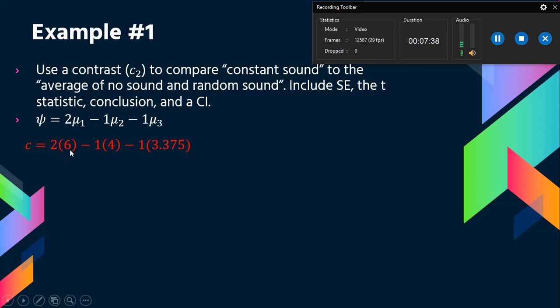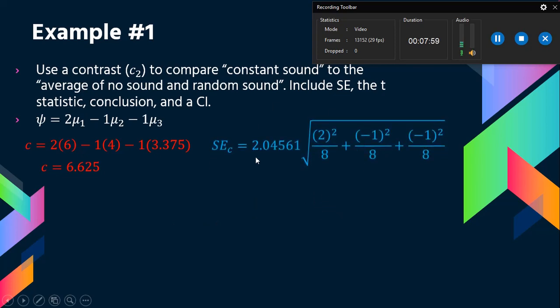So coefficient of 2, mean of 6 for group 1, coefficient of -1, mean of 4 for group 2, and then coefficient of -1, a mean of 3.375 for group 3. And when we complete that math, our new constant is 6.625. We do need to run standard error again because we've changed our comparison. The pooled standard deviation does not change, but now the coefficient in group 1 is 2. We are using a coefficient in group 2 of -1 and a coefficient in group 3 of -1. And again, they all have a sample size of 8. So my new standard error is a little bit bigger.